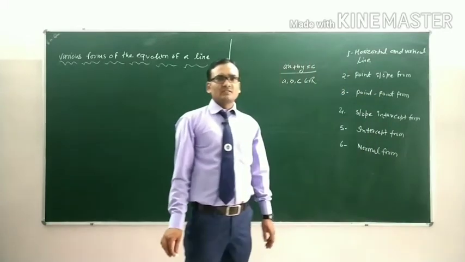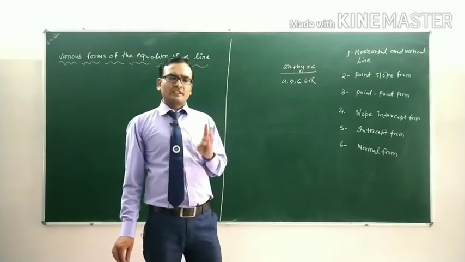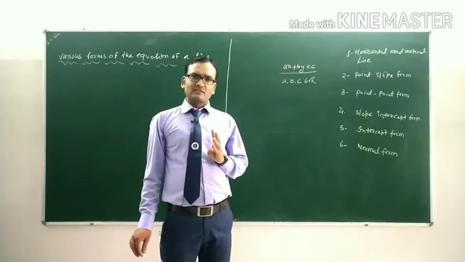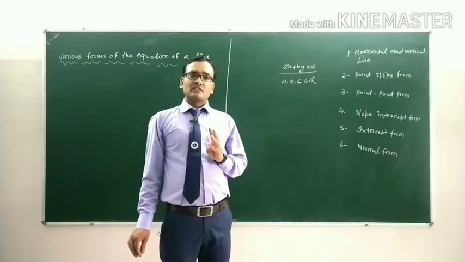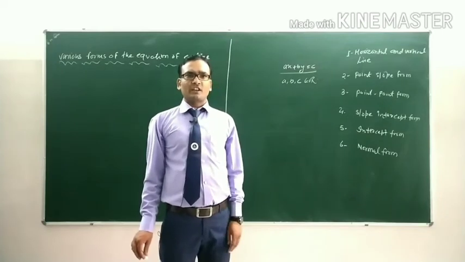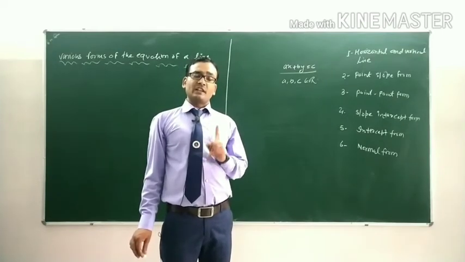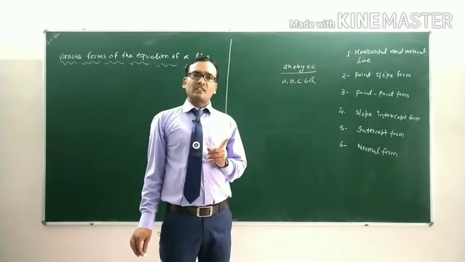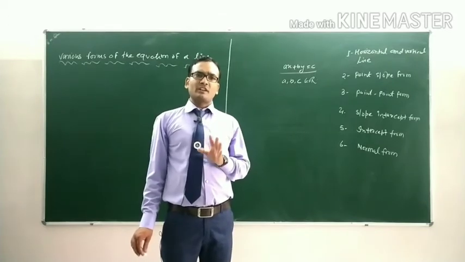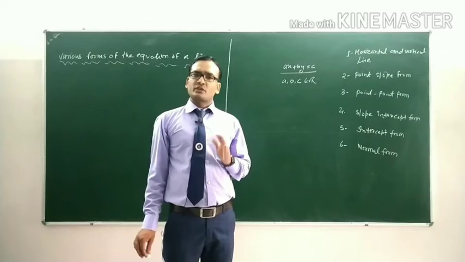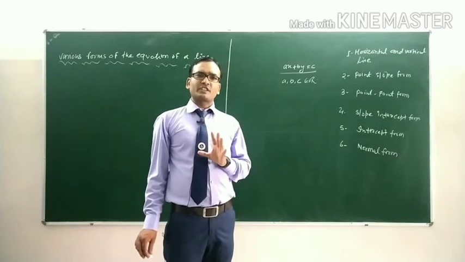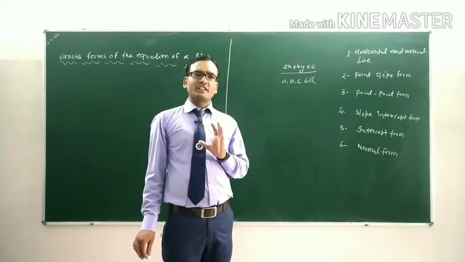Straight lines have no curvature. The length of a straight line is infinite, that means the line has no end point, and the dimension of a line is one. A line has only length, no breadth and width. Students, these terms you have already studied in a previous lecture. Today we are going to discuss the equation of a straight line in various forms.